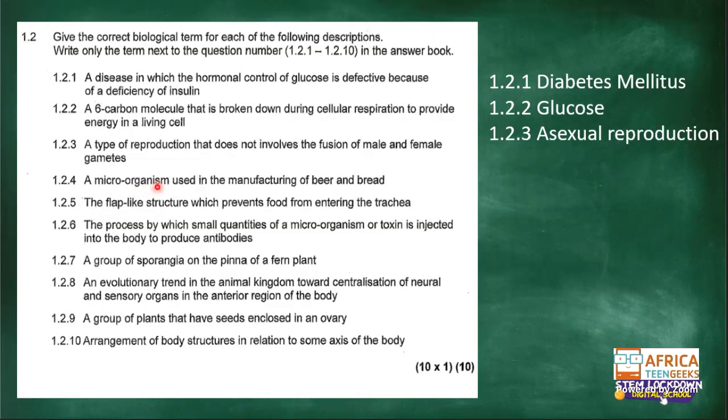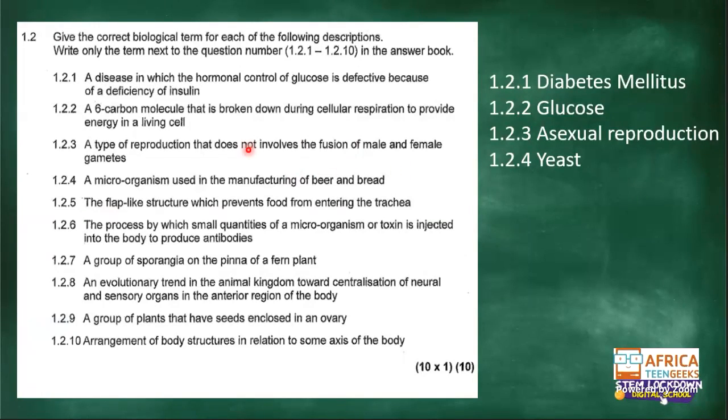1.2.4, a microorganism used in the manufacturing of beer and bread. What microorganism is that? You need it in the manufacturing of beer and bread. It's yeast. You need yeast when you manufacture bread and beer.